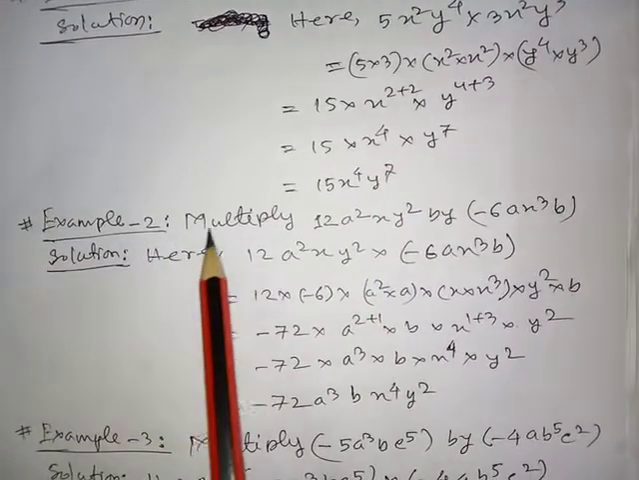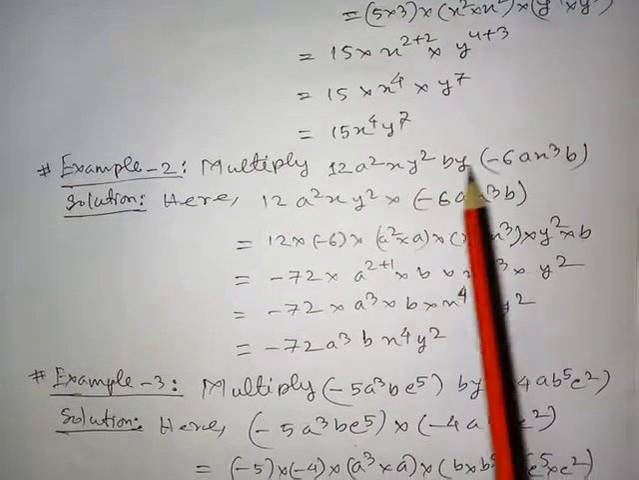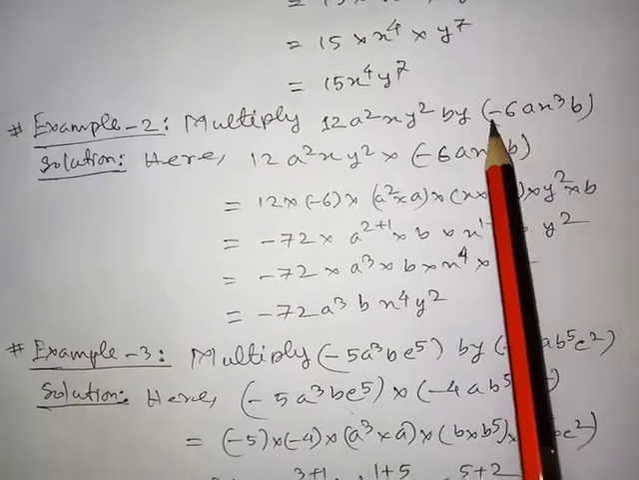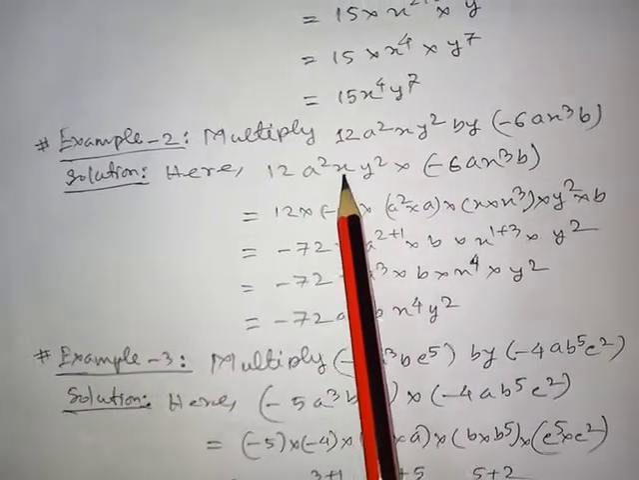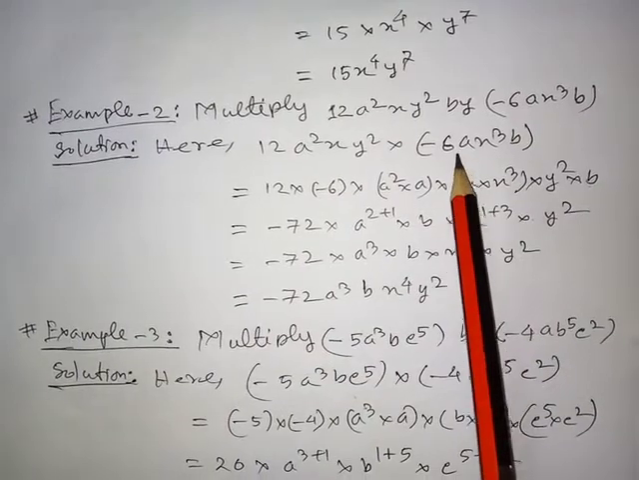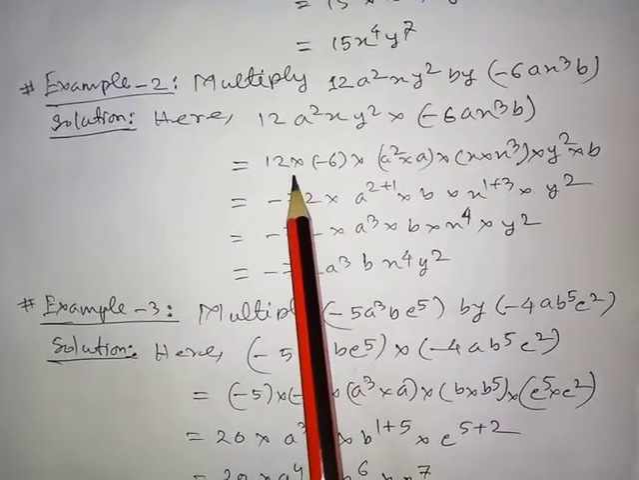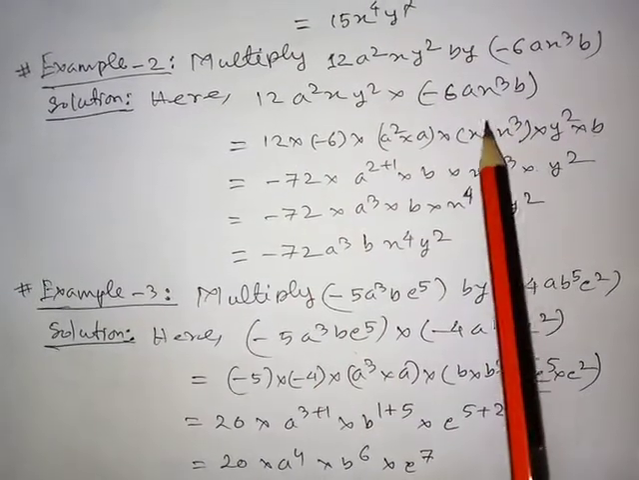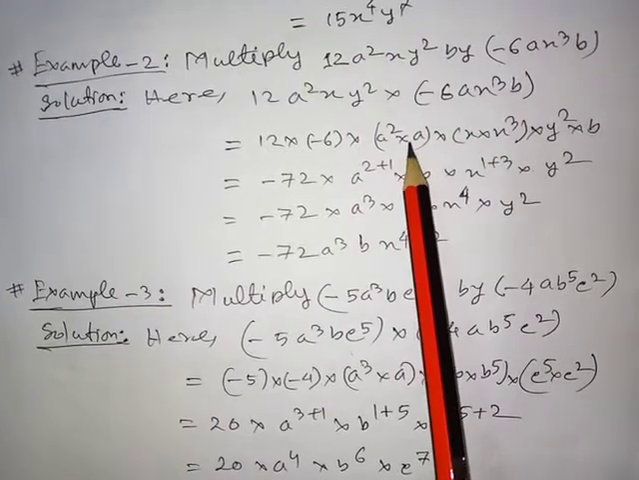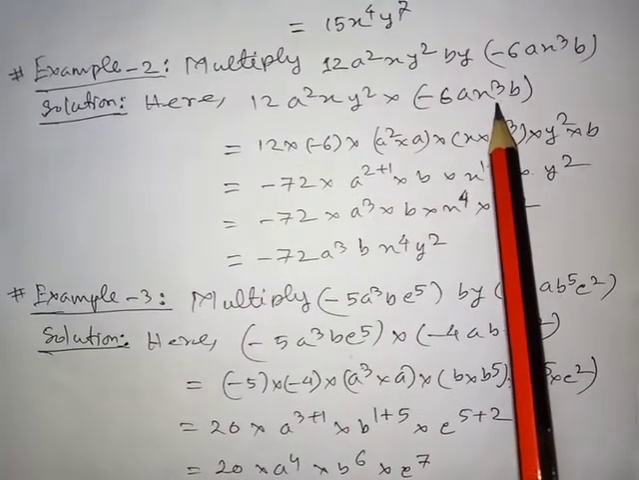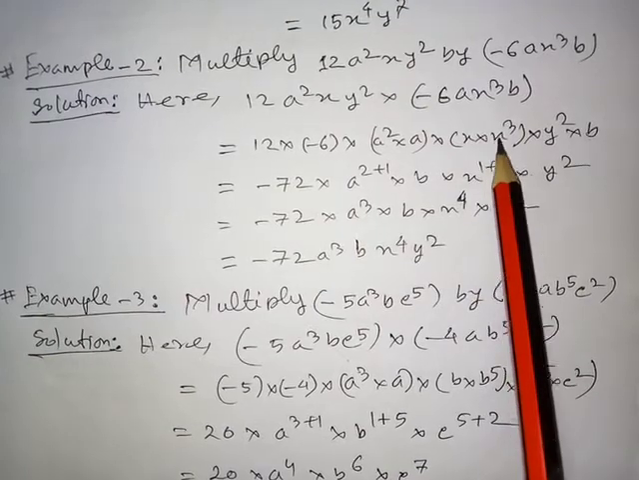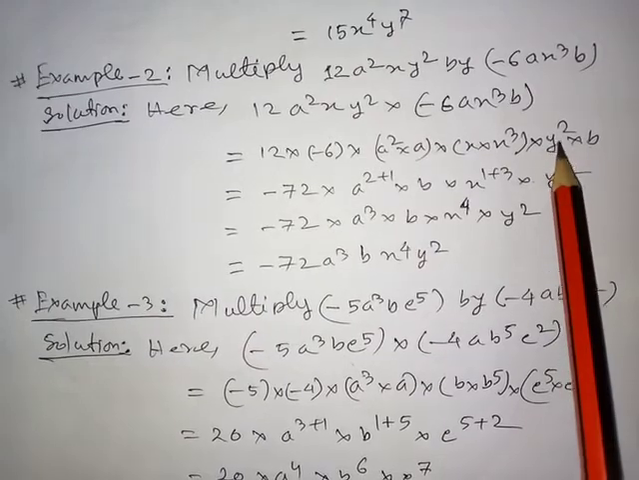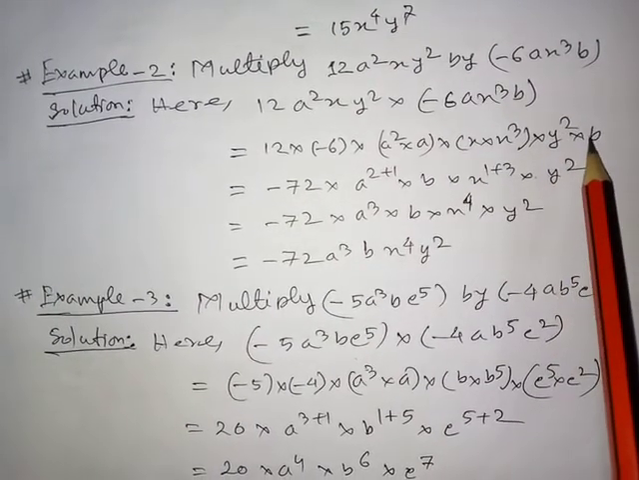Then example 2. Multiply a monomial expression by another monomial expression, but look, here is a minus sign. So how do we multiply this type of expression? We will multiply this by this, but like the previous one, we take the numerical value first. Then we make a group of a. Here is a square, here is a, so we make a group of a. Then here is x, here is x cube, so we make another group of x. Here is y square, there is no other y square, so there will be no group of y square. Y square will remain single here, and b also will be single here.